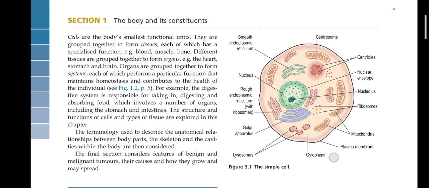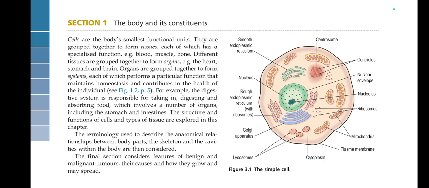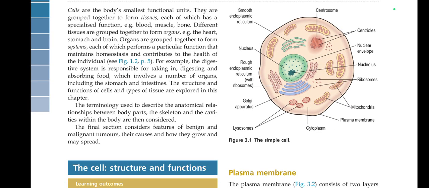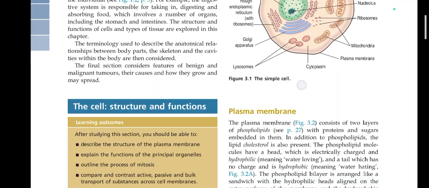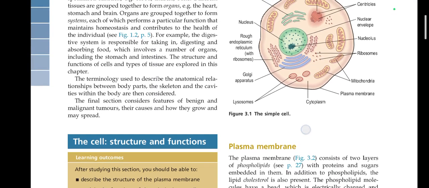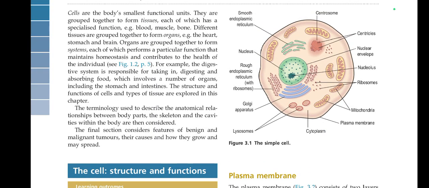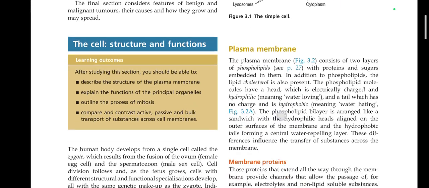So, figure 3.1 is just the explanation of a simple cell structure and what it contains: centrosome, centrioles, nuclear envelope, nucleolus, ribosome, mitochondria, plasma membrane, cytoplasm, lysosomes, Golgi apparatus, which always surrounds the mitochondria. Nucleus, a rough endoplasmic reticulum with ribosomes, smooth endoplasmic reticulum without ribosomes.